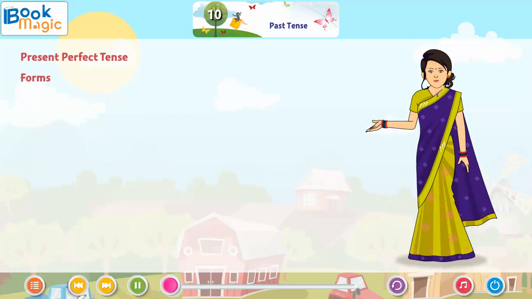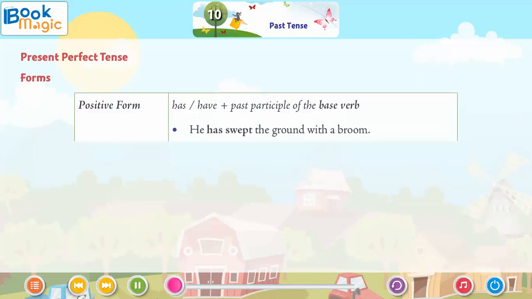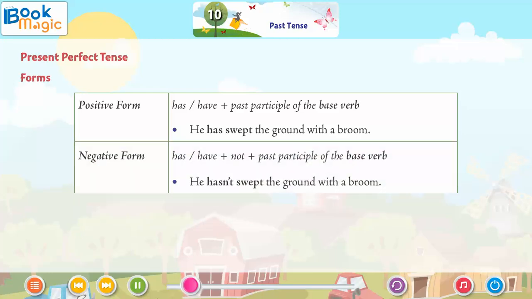Present perfect tense forms. Positive form: has or have plus past participle of the base verb. He has swept the ground with a broom. Negative form: has or have plus not plus past participle of the base verb. He hasn't swept the ground with a broom.